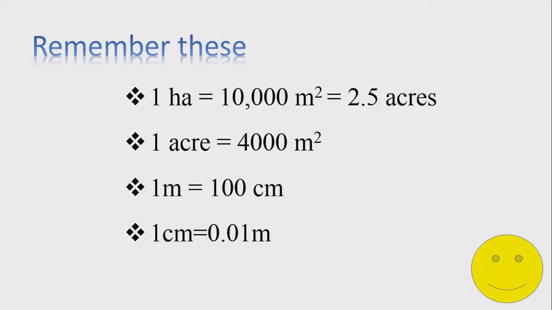For example, these are the conversion factors. 1 hectare is equal to 10,000 meters square or 2.5 acre, or 1 acre is equal to 4,000 meters square, and 1 meter is equal to 100 centimeter, or 1 centimeter is equal to 0.01 meters. So please do remember these conversion factors and apply them whenever required in the problem.